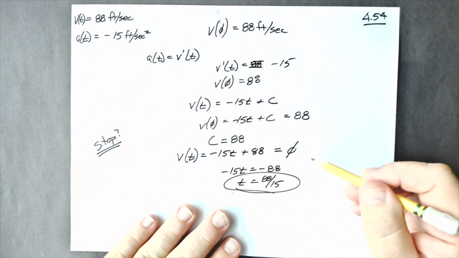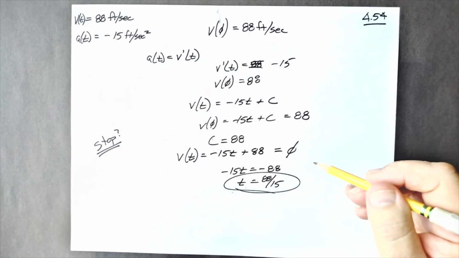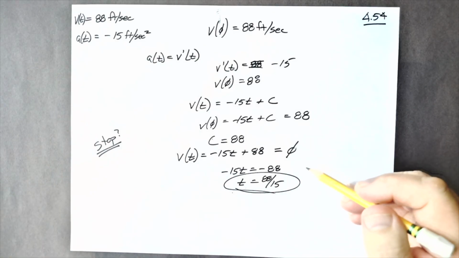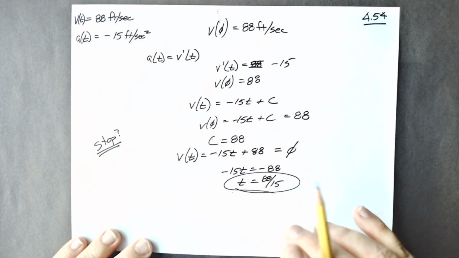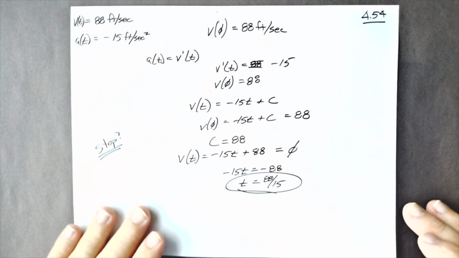We then set that equal to 0 because the question was when does it stop, meaning when is the velocity 0? And so then we do our algebra, and we get t equals 88/15 seconds. That's when the object stops. Okay?